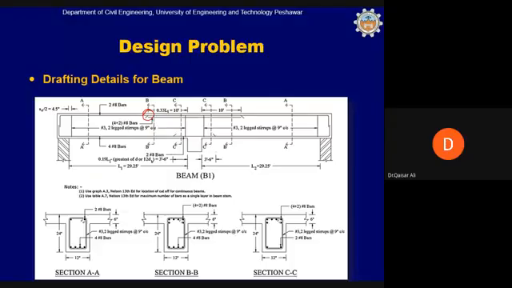So if you take a section now, AA, section AA tells us that these 2 bars have been curtailed beyond this point. So you can't see these 2 bars here in section AA, because we have negative bending moment, maximum negative bending moment, in this part.